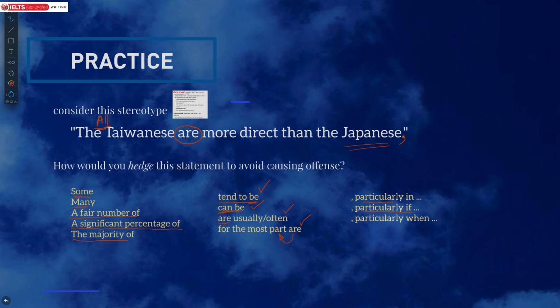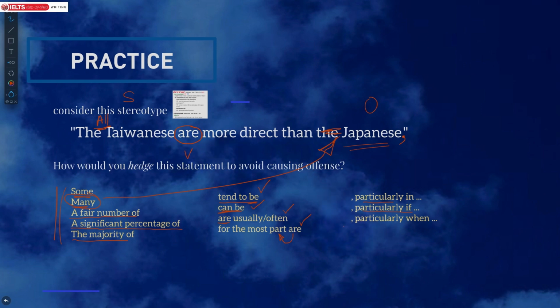Young people tend to be more open with what they want to say. Particularly when, particularly when they don't know you very well. So some Taiwanese people are more direct than many Japanese people, particularly when they don't know you. So notice that I can also use this over here as well, just before, take away the. I can use those in the object section as well, not just in the subject. Okay, and here's the verb.